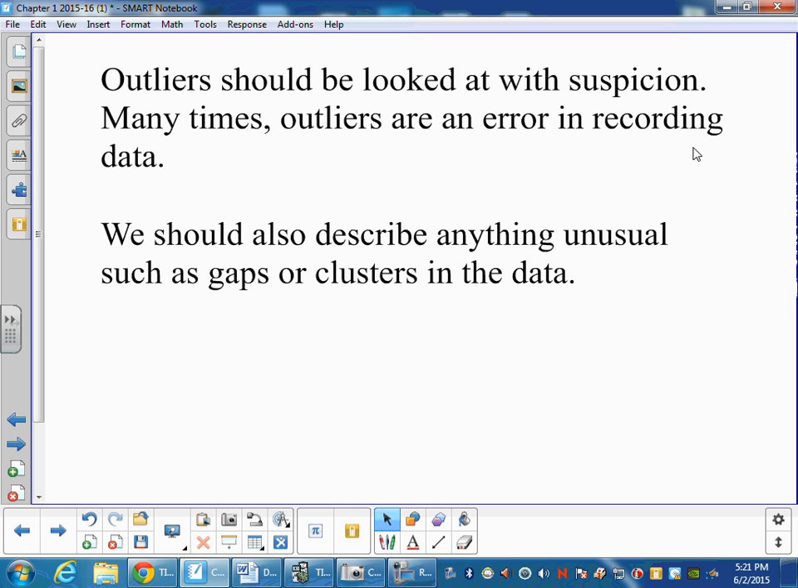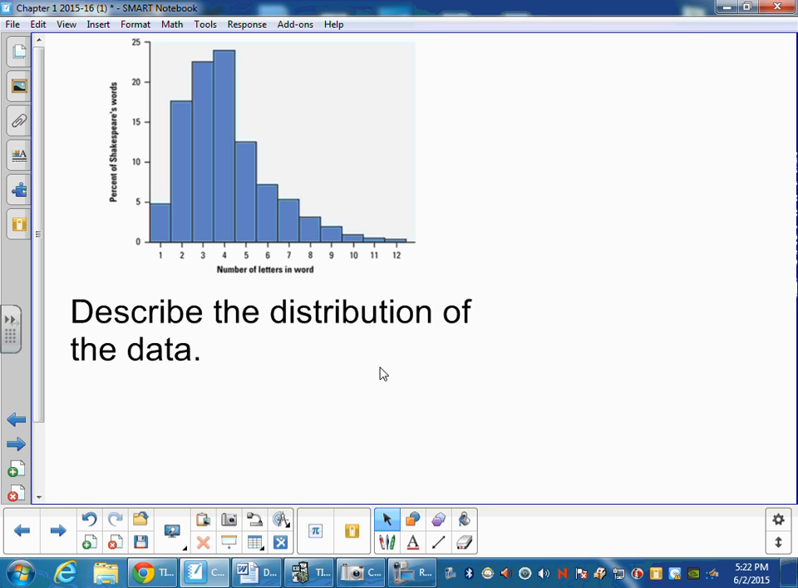Now, outliers should be looked at with suspicion. Sometimes an outlier is in the data set just because they mislabeled it. And other times, it's an actual data point. So whenever you get an outlier, look and see if it's there for a good reason. And in our outliers category, when describing data, we could also include anything unusual, such as gaps or clusters in the data. Anything that you look at the data and say, oh, that's weird, include that in your outlier section.